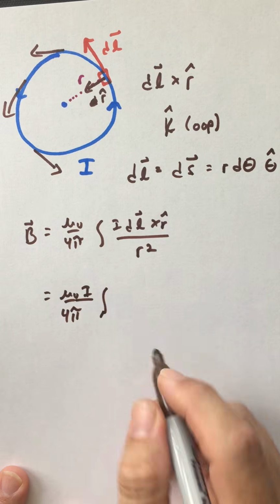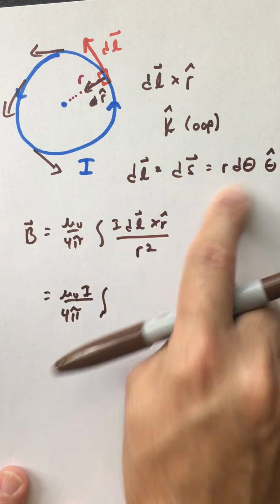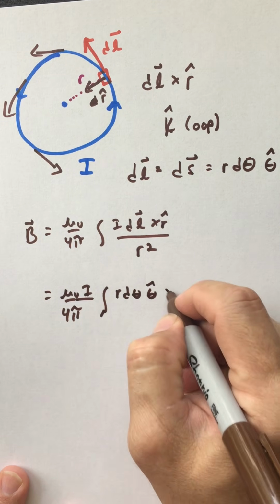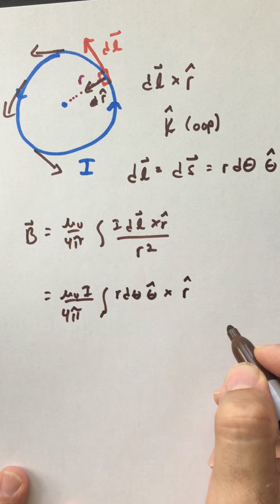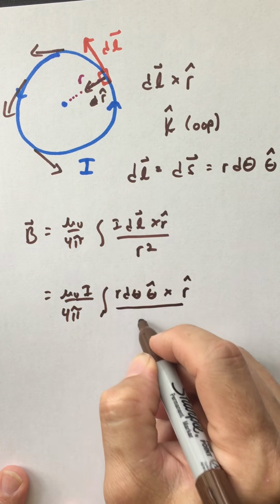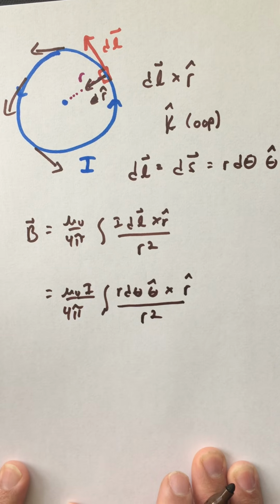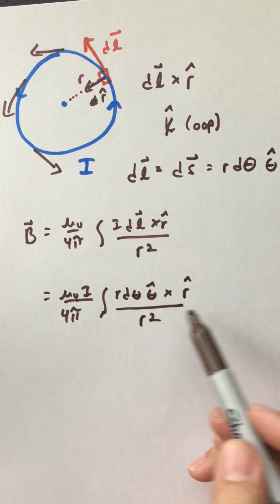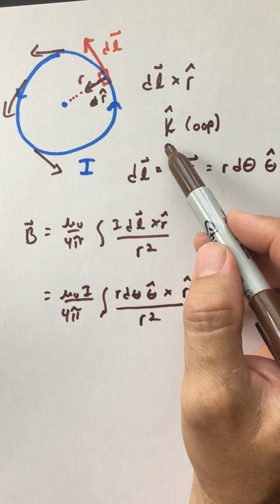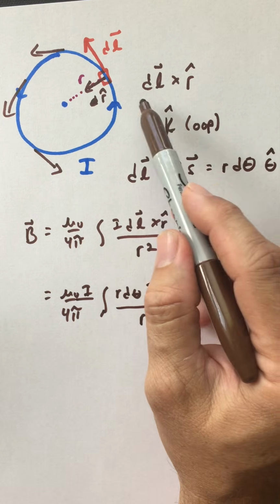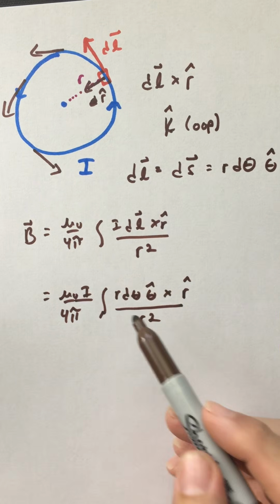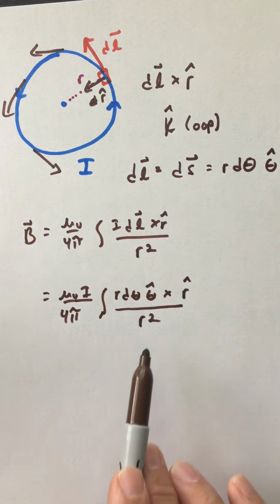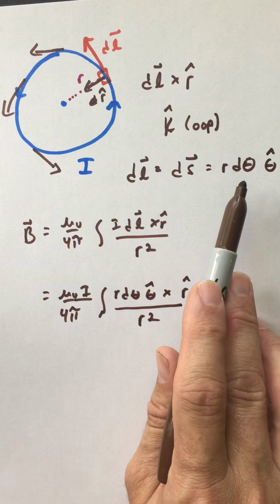Integral, again, I'm going to put in limits in a second, of dL, which I will write as r dθ θ-hat cross r-hat divided by r squared. Okay, so I've already figured out that θ-hat cross r-hat is going to get me this constant vector out of the page. I wrote dL here, but dL is r dθ θ-hat. So these are equivalent, right? dL is equal to r dθ θ-hat.